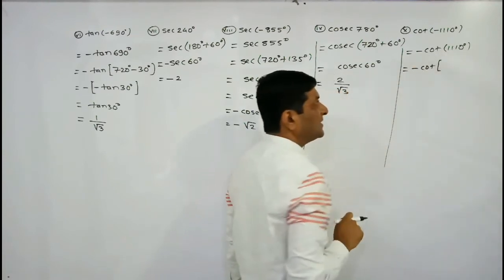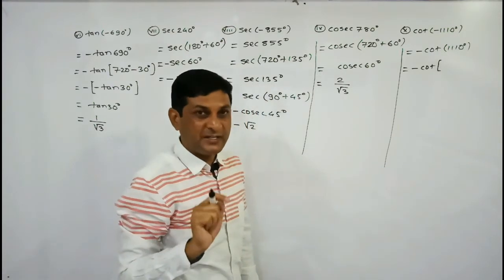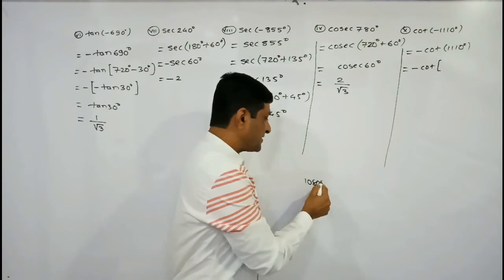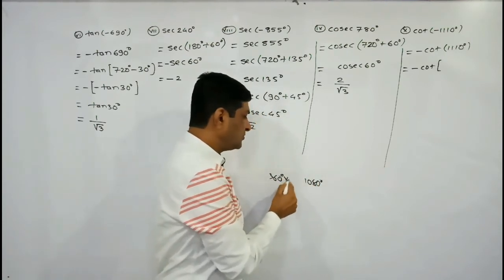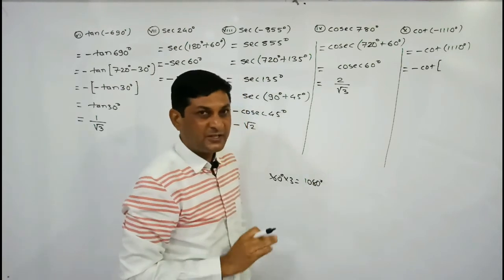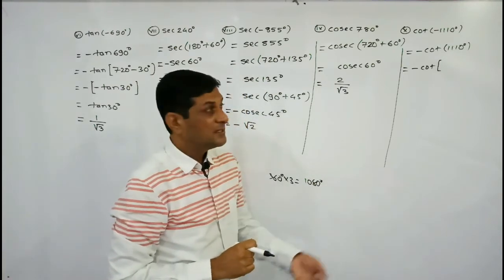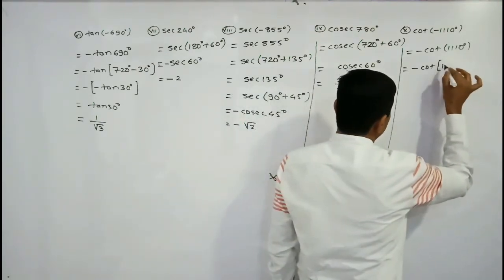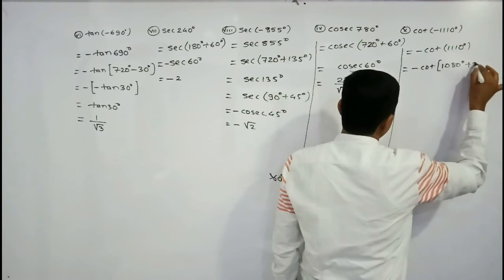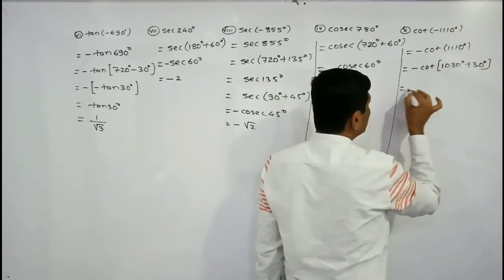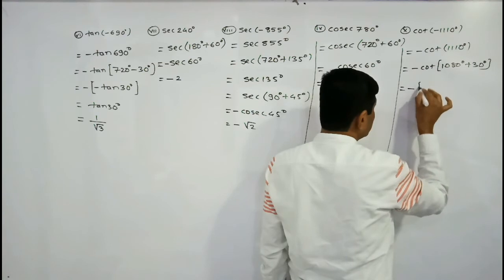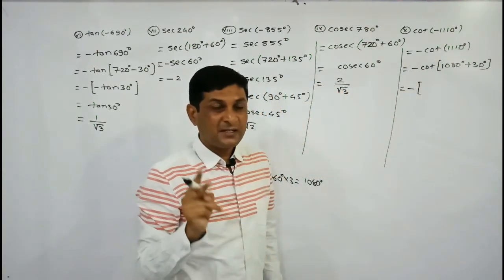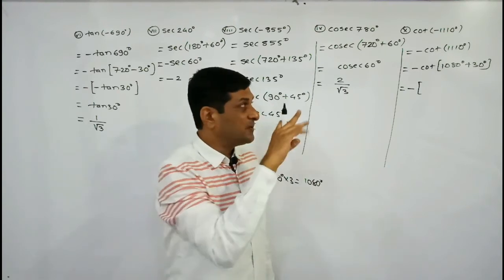Now this angle is very close to 1080. 1080 is the multiple of what? 360. That 360 degrees into 3 will be equal to 1080 degrees, isn't it? So this angle is very close to 1080, so it can be split up as 1080 degrees plus 30 degrees. Now 1080 means what? 1080 means 6 pi, isn't it? 360 means 2 pi, so 1080 means 6 pi.